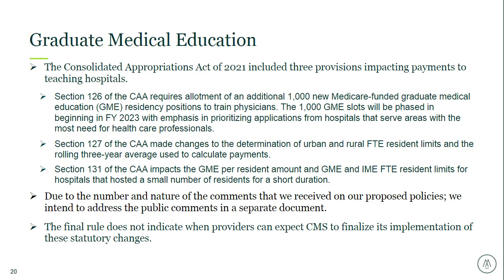Section 127 made changes to the determination of urban and rural FTE resident limits and the rolling three-year average used to calculate payments. And then finally, Section 131 impacts the GME per resident amount and GME and IME FTE resident limits for hospitals that hosted a small number of residents for a short duration. Due to the number and nature of comments that CMS received on their proposed policies, CMS decided to address the public comments in a separate document. So the final rule does not indicate when providers can expect CMS to finalize its implementation of these statutory changes. So we're just going to have to wait and see. There's more to come on this topic.